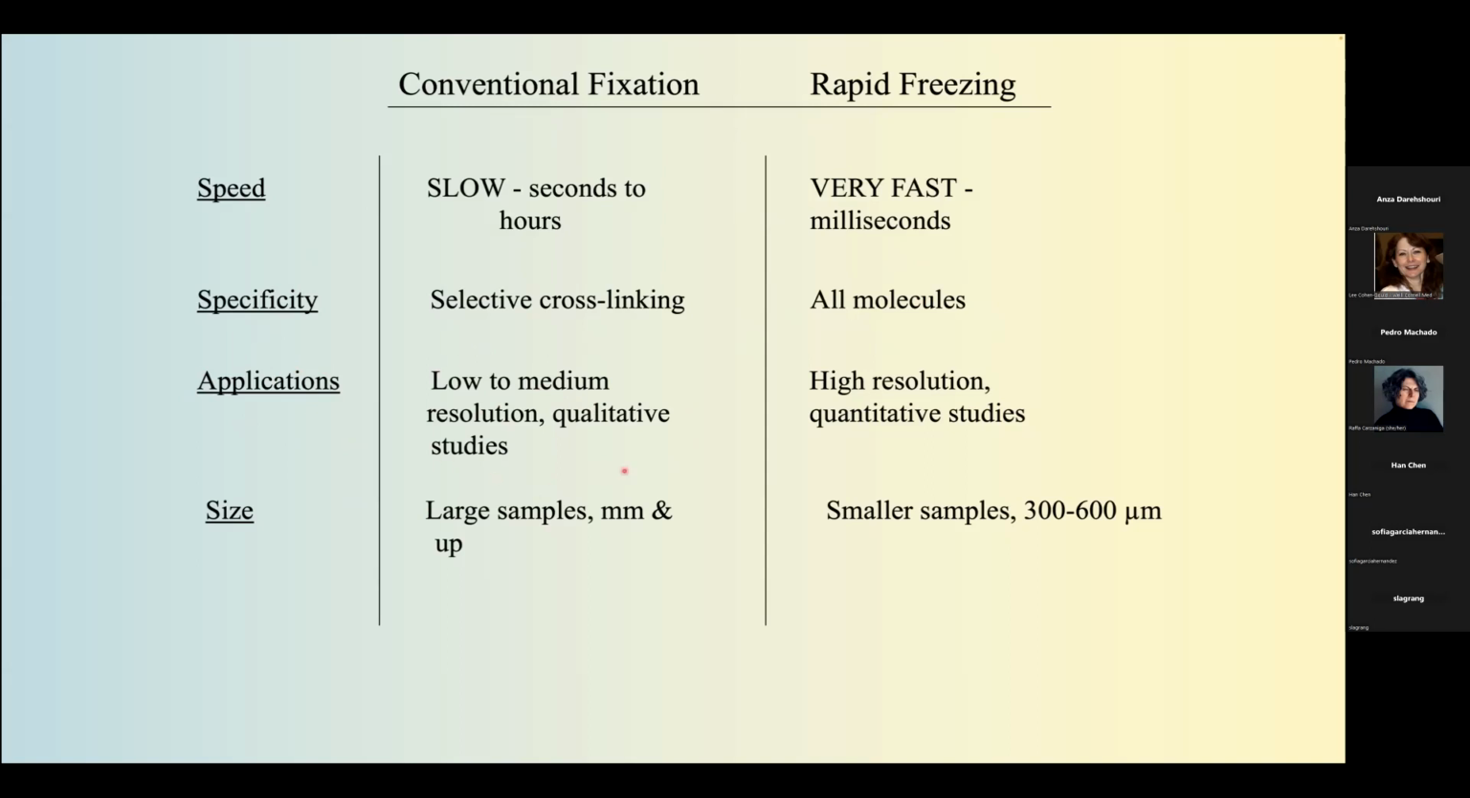Applications, I think with ChemFix, there could be a case made for low, medium resolution kind of studies, qualitative studies, whereas with rapid freezing, you could do qualitative studies, but you can also now do high resolution studies while maintaining cellular fidelity. The size is the only advantage of conventional fixation. You could do really large samples, millimeters and up, whole organs. You can actually just dump it into a vat of aldehydes and fix it nice and slow. Whereas with rapid freezing, as we heard, you are limited to smaller samples, maybe the upper range of 600 microns or so.